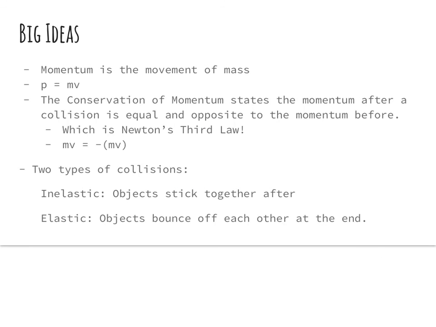Okay, so our big ideas: momentum is the movement of mass, which gives us this wonderful equation. The conservation of momentum states that momentum after a collision is equal and opposite to the momentum before, which is basically just Newton's third law. And we have an equation for that too. Then we have two types of collision, inelastic and elastic.